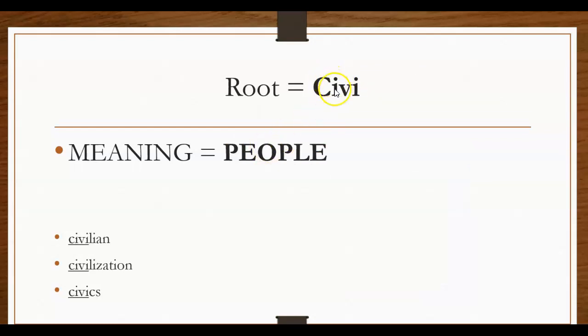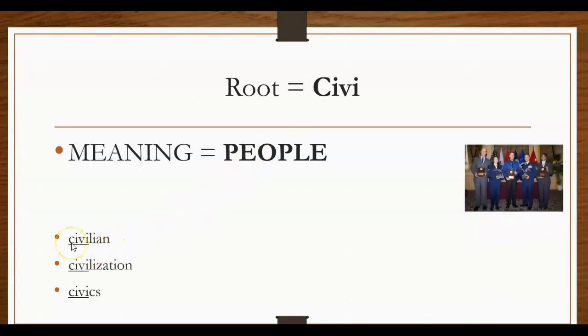Civi, C-I-V-I, civi means people. So a civilization is a group of people. Sorry, civilization's the second one. Civilian is the first one. Civilians are people who aren't in the military. They are civilians, people.